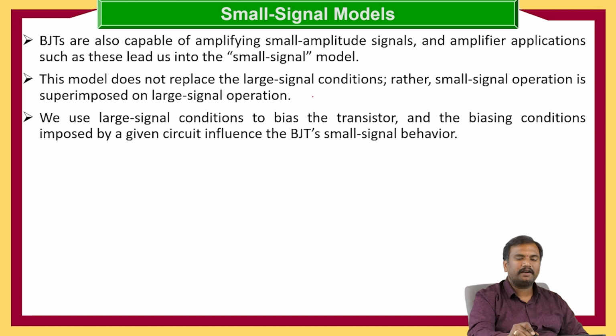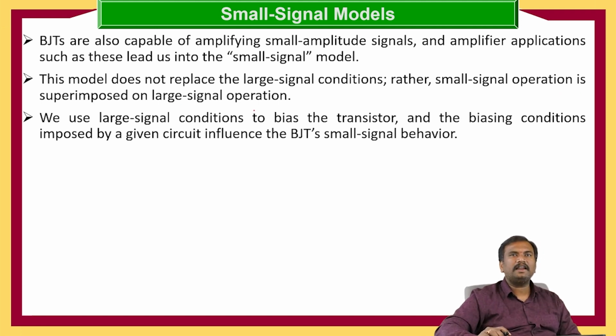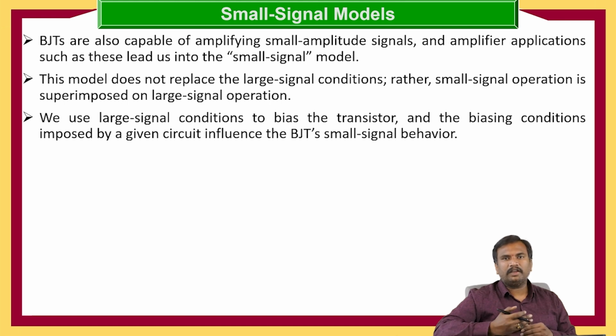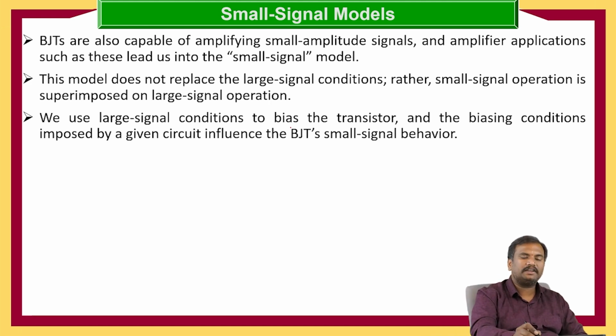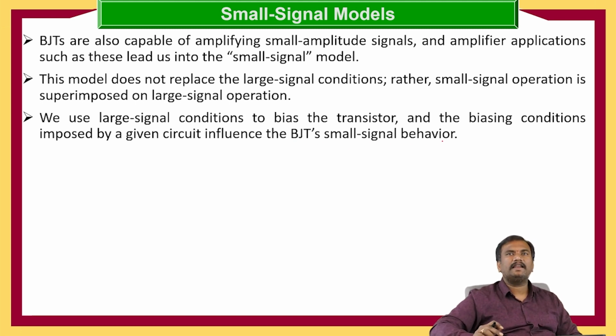This model does not replace the large signal conditions; rather, small signal operation is superimposed on the large signal operation. We use the large signal conditions to bias the transistor, and the biasing conditions imposed by a given circuit influence the BJT's small signal behavior.